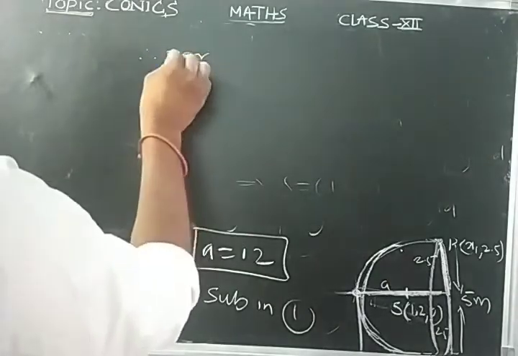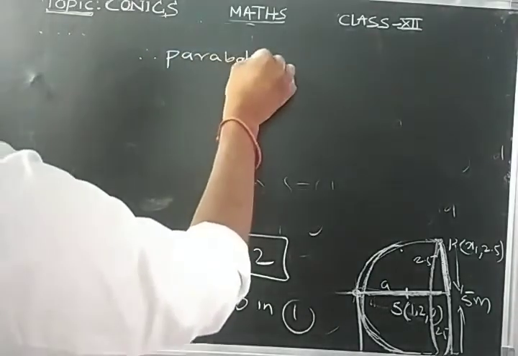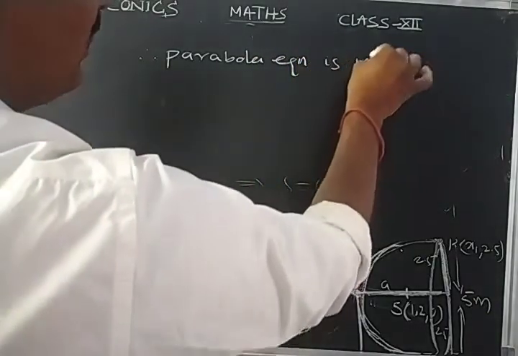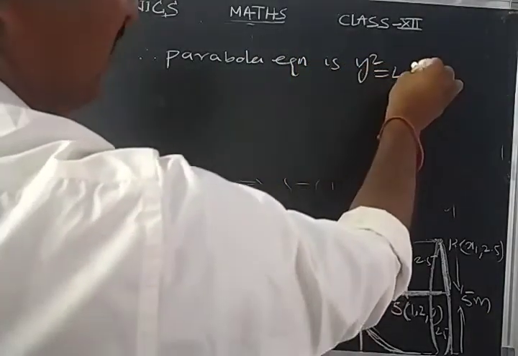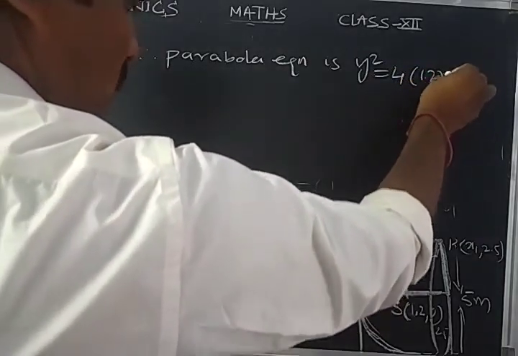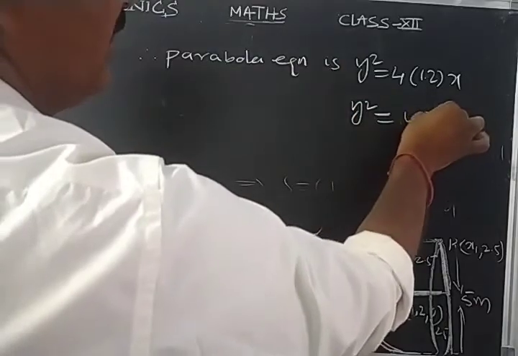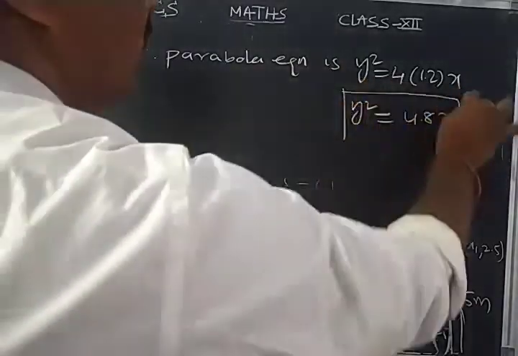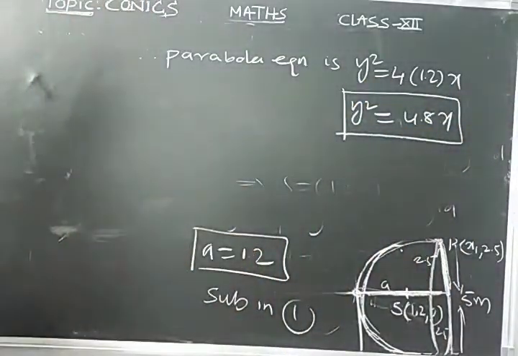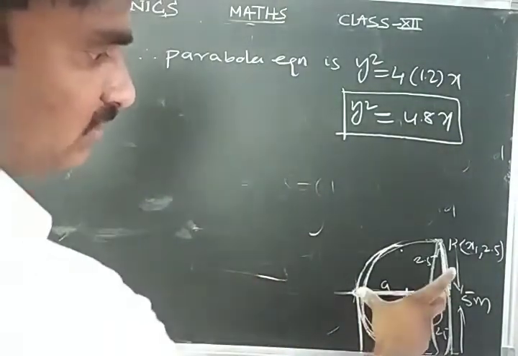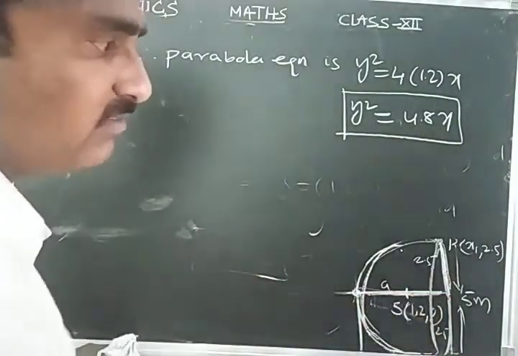Therefore, the parabola equation is y square is equal to 4 into the value 1.2 into x. So y square equal to 4.8 into x. This is the required equation of the parabola. This is problem A. Okay. Now problem B, we are going to find the depth of the satellite at the vertex.